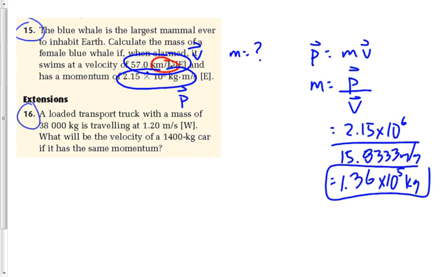Take a look at 16. It says a loaded transport truck with a mass of 38,000 kilograms is traveling at 1.20 meters per second to the west. What's the velocity of a 1,400 kilogram car if it has the same momentum? This is a little bit of a different question.